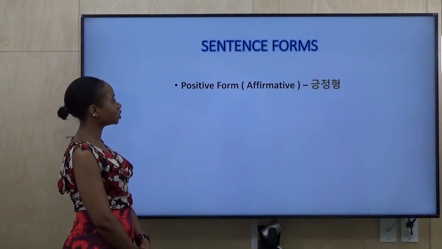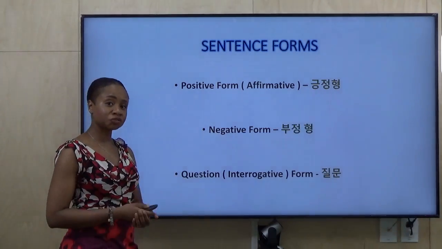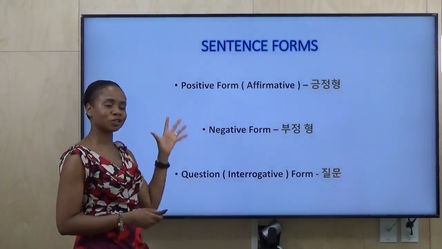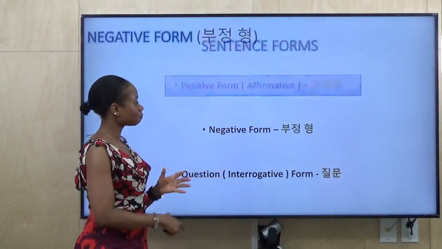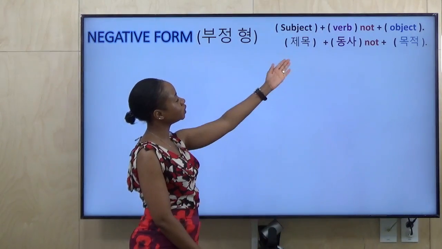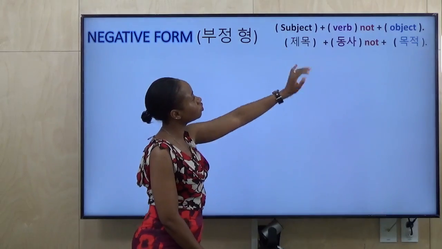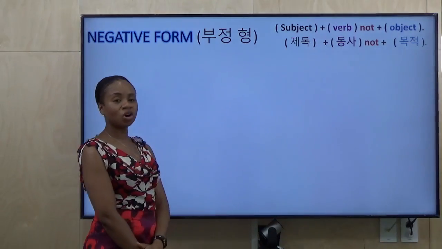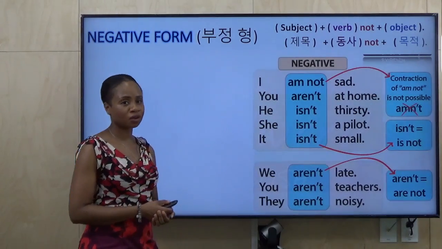Let's look at our sentence forms. Today we will cover our positive, negative, and question form, okay? Then we will be finished in our class. Let's start with the positive form. Our positive form will always be subject, verb. A negative form is subject, verb, not, an object. Okay. So let's look at examples with our negative form.